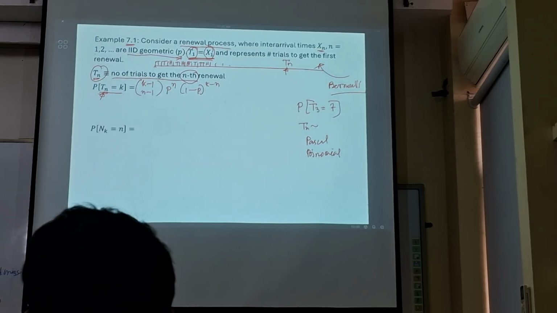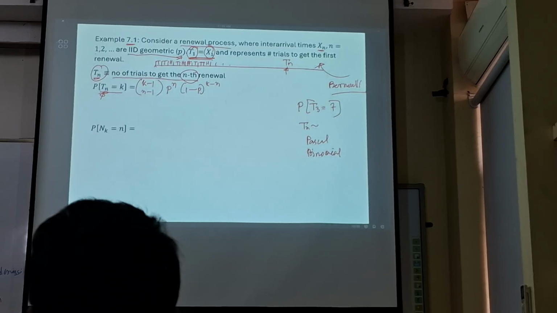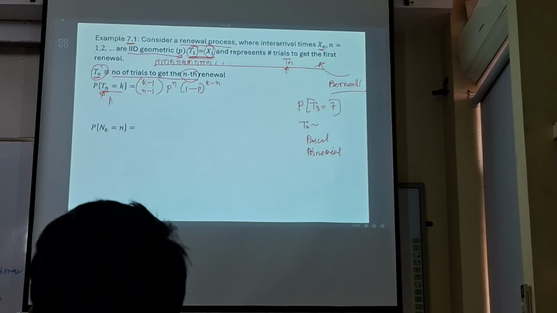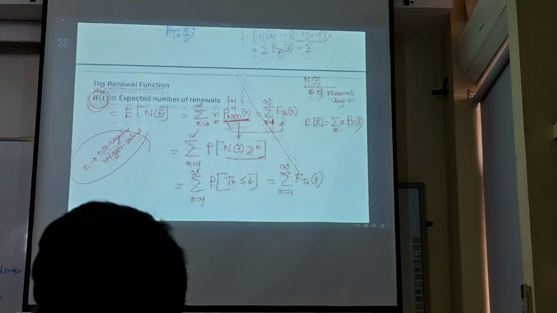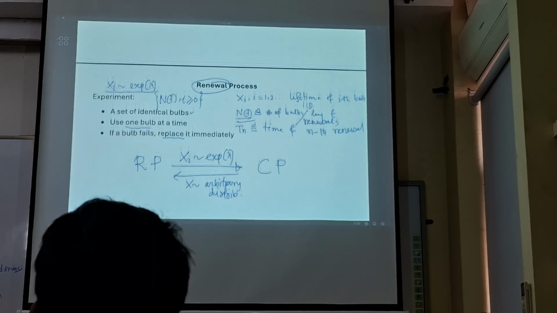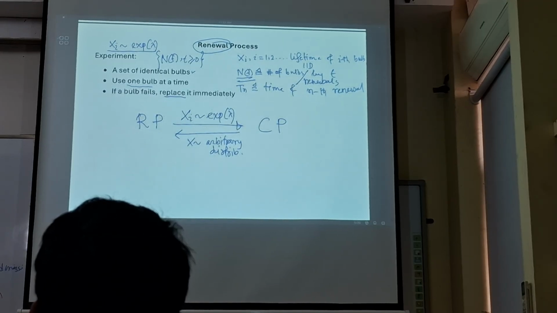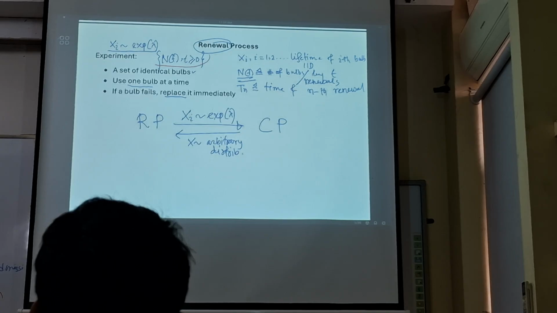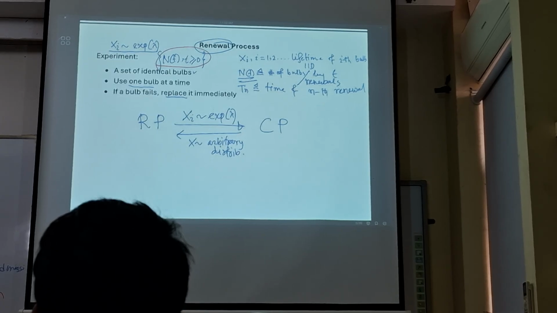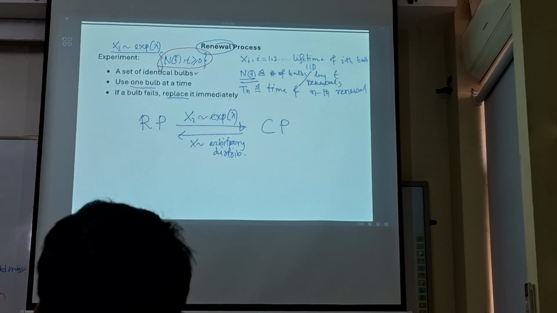Now, what is the renewal process here? T_n is not the renewal process, right? What is the renewal process here that we discussed? Expected number of renewals, N of t, t greater than or equal to zero. Why is it a renewal process?